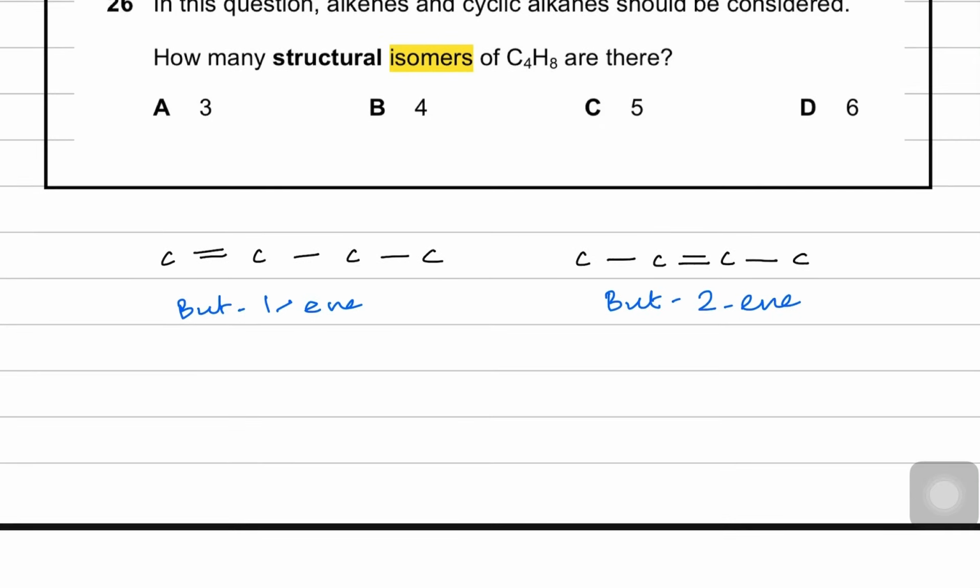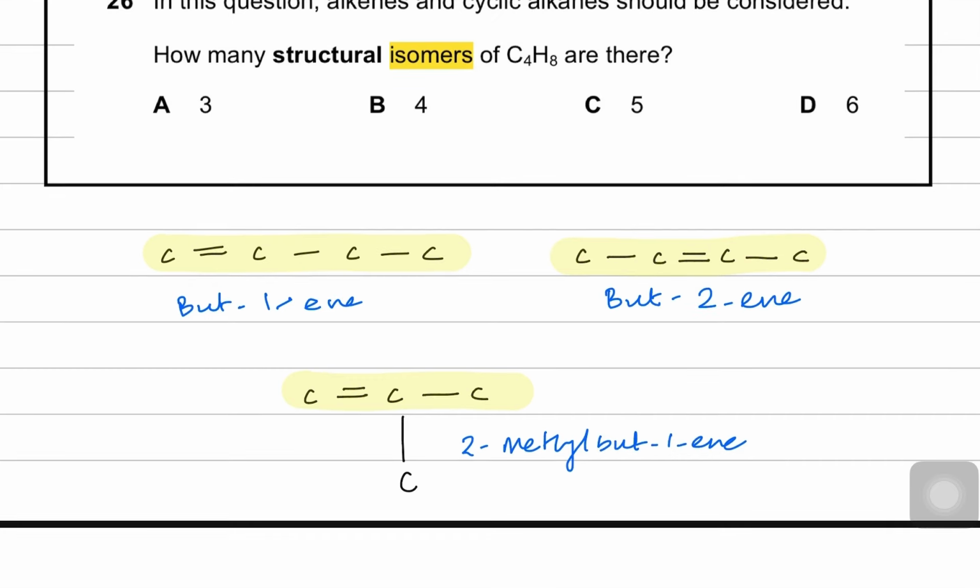The third structure would be you make a 3-carbon structure with a double bond and make a branch. This way, it's not a 4-carbon chain anymore. Rather, it's a 3-carbon chain with a methyl. It would be called 2-methylbut-1-ene.